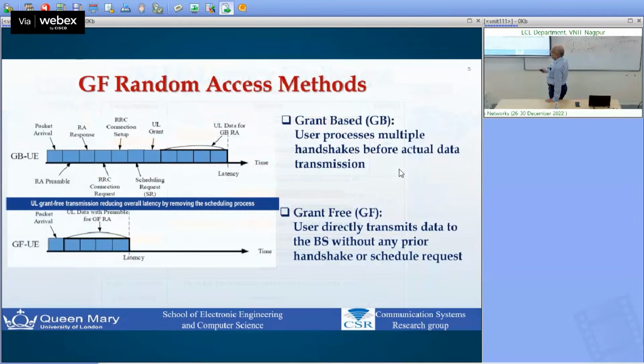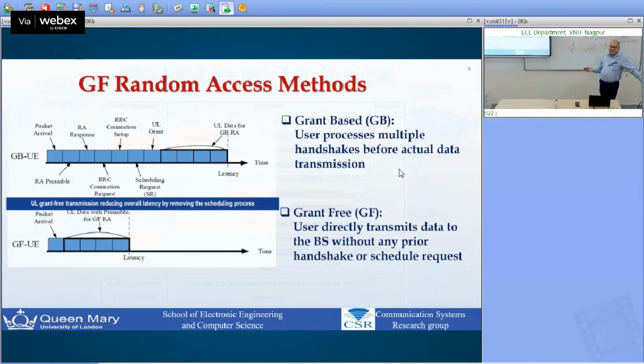Whenever a packet arrives, it is going to transmit the data to the base station straight away. If you transmit straight away, what will happen? You are going to have collision, because everybody transmits immediately. If collision occurs, then you have to retransmit again and again, so time will be consumed. So how to avoid the collision?